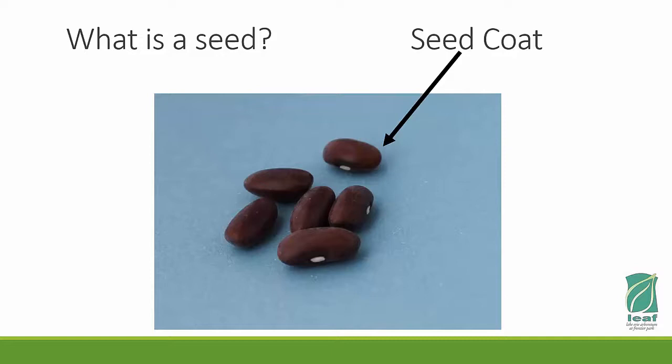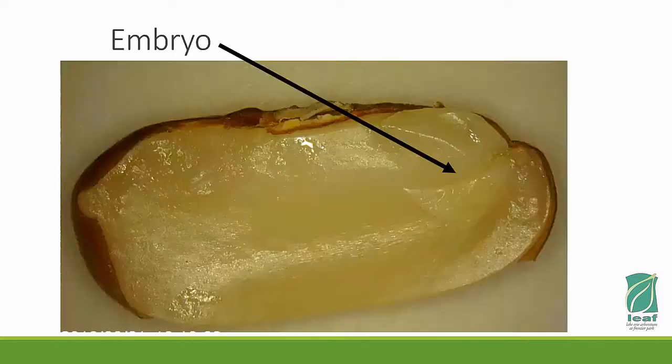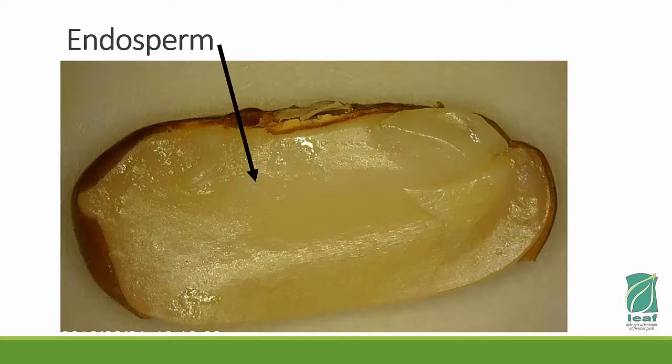From the outside, we can see the seed coat, which protects the baby plant. Inside of a seed, we can see the baby plant, which is called the embryo. Here you can see the tiny leaves. They are not green yet, but they will be when they emerge and receive sunlight. We can also see the endosperm. The endosperm contains starch, protein, and fat that will help the embryo grow.